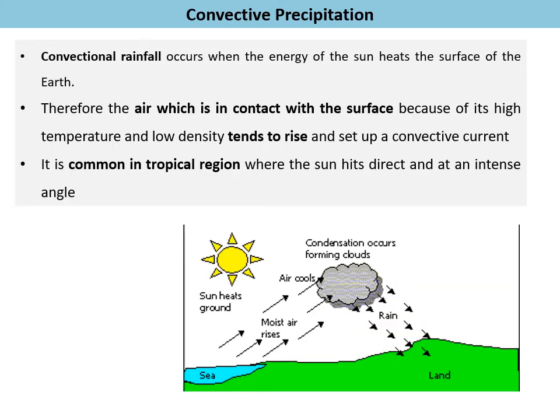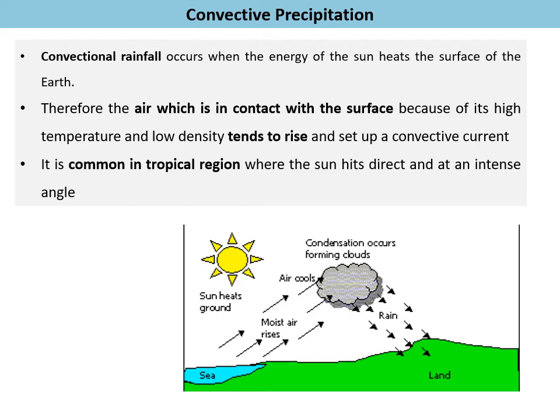Now let's discuss convective precipitation. In this type of precipitation, it is the sun's energy which is responsible for lifting the air masses. This type is very common in tropical regions, where the sun hits the surface directly at an intense angle. Because of this, the surface is subjected to very high temperature and the air masses then become light and of low density.